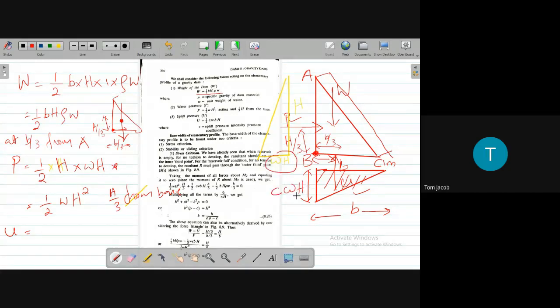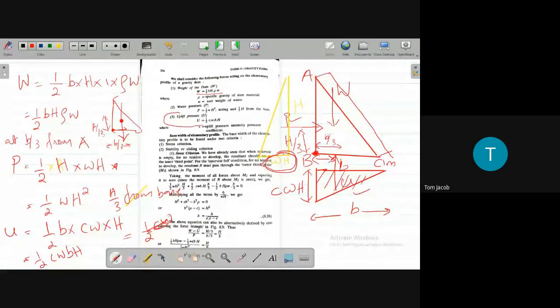That is the maximum pressure due to uplift, taken as the uplift coefficient multiplied by the maximum pressure due to water, that is WH. So it is CW into H. So the area of that triangle is half into base into CW into H, which is equal to half CWBH. So that's how you calculate these three forces: due to uplift, then force due to water pressure, and force due to weight of the rock.